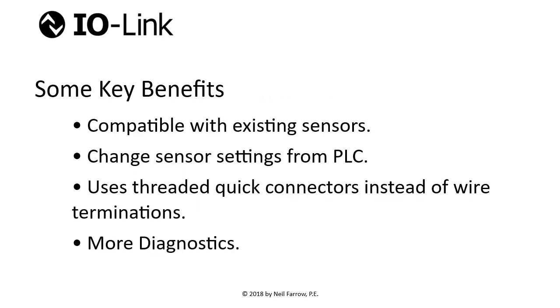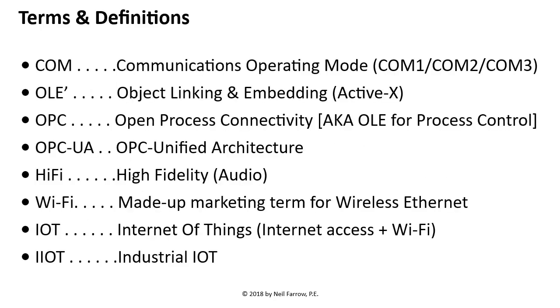When you start using IO-Link, you don't have to convert every sensor to it. You can mix and match old and new. You can send settings from the PLC down to IO-Link sensors, and they use the existing M12, M8 connectors that twist on, so that saves on wiring time, and you get more diagnostics.